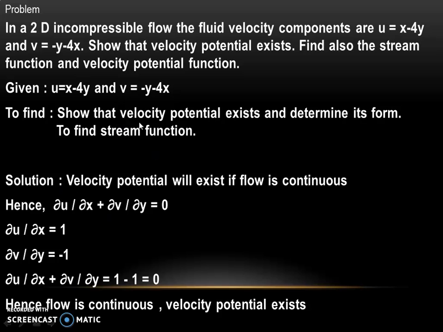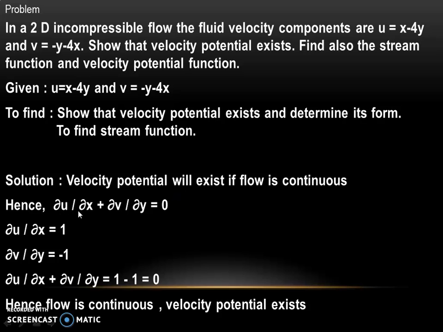So first we will prove that velocity potential exists. To prove that velocity potential exists, we need to prove that the continuity equation is valid. So we have a continuity equation, that is dou u by dou x plus dou v by dou y equal to 0. If the summation of both these terms is equal to 0, then the flow is continuous, and hence we say that velocity potential will exist.